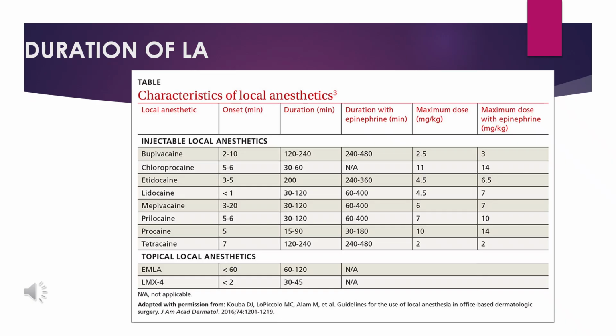Why slow? Because LA is bound to the nerve membrane. And recovery also depends on the vascularity of the injection site. If vascularity is low, the duration of LA action is prolonged. And it also depends on the presence or absence of vasoactive substances. If vasoactive substances are present, then they will prolong the duration of action of the LA by vasoconstriction.